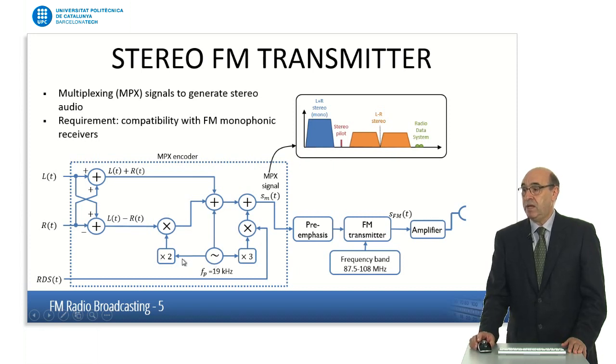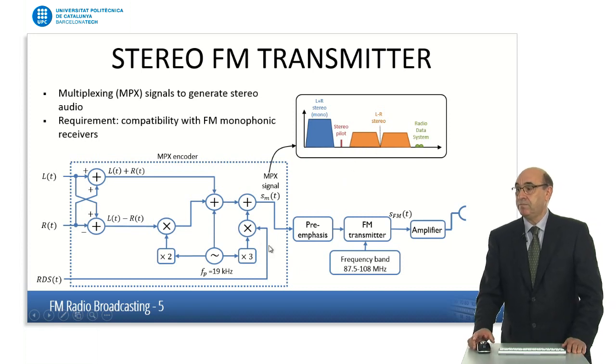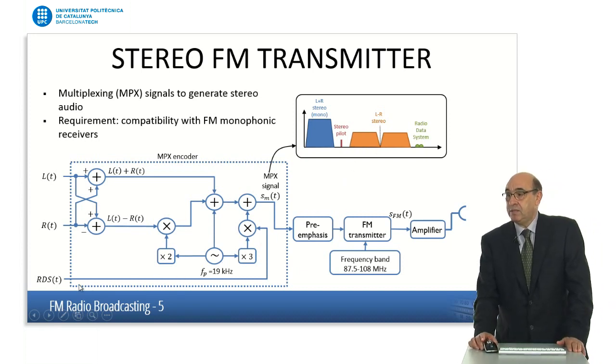And once we have doubled this pilot frequency, this is the subcarrier for the L minus R. And this is just the mixing process to get this signal. And we add this third signal. So now we have combined, we have multiplexed those three signals here. Now what remains is just the data.